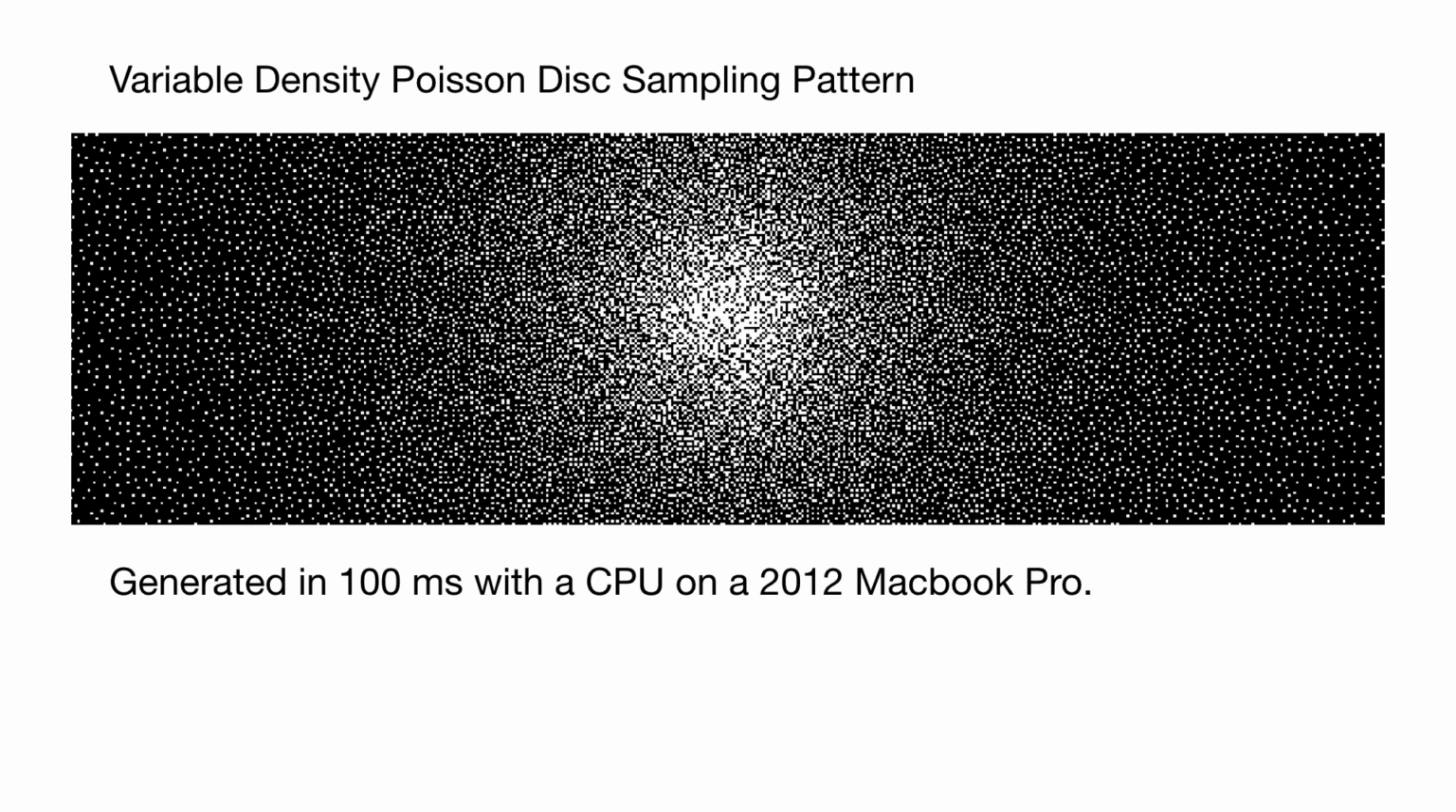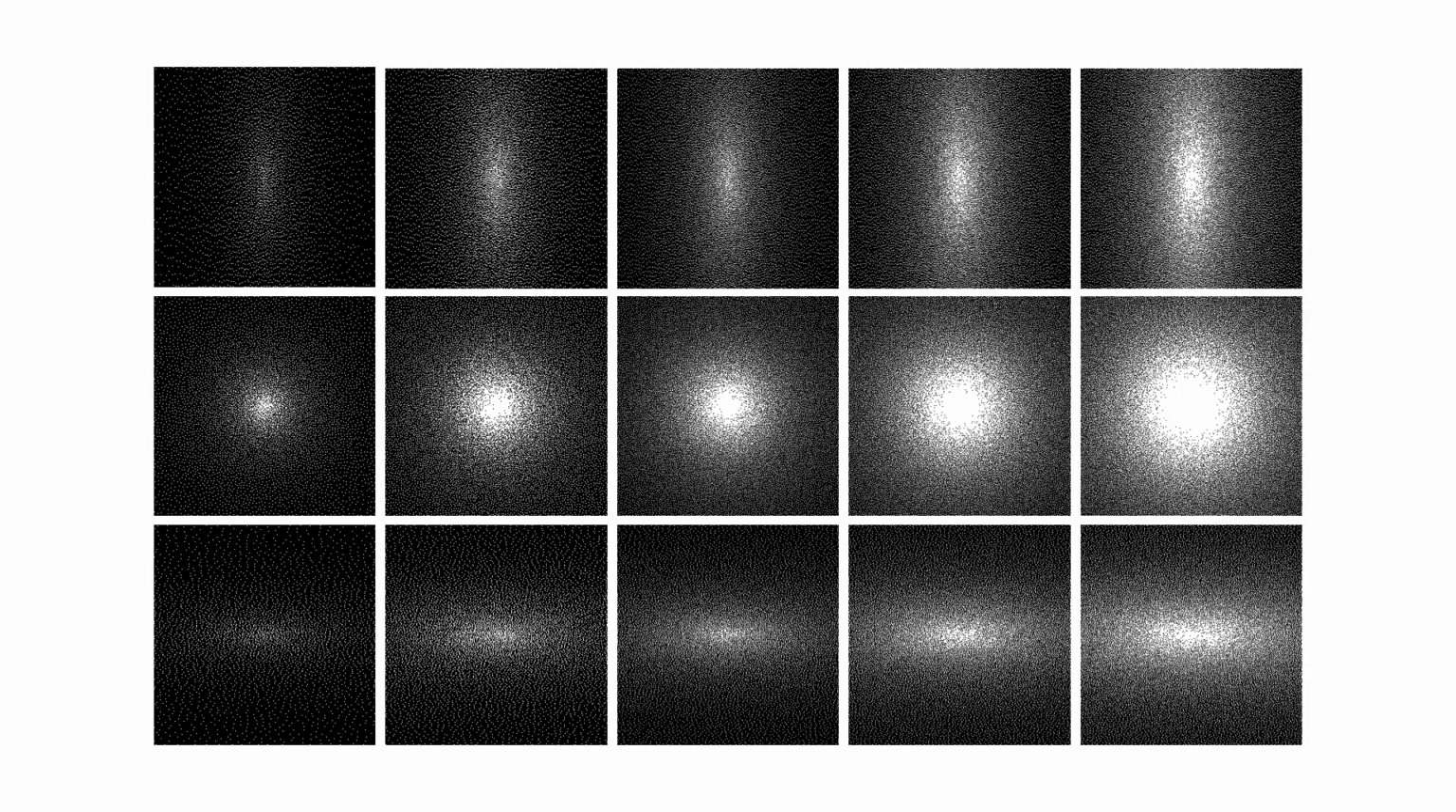It was generated in 100 milliseconds with a CPU on a 2012 MacBook Pro. So here are several patterns for several different variable densities and directional variations. Even the densest pattern was made in less than 1/4 of a second. I welcome you to review our paper. Thank you for your attention.